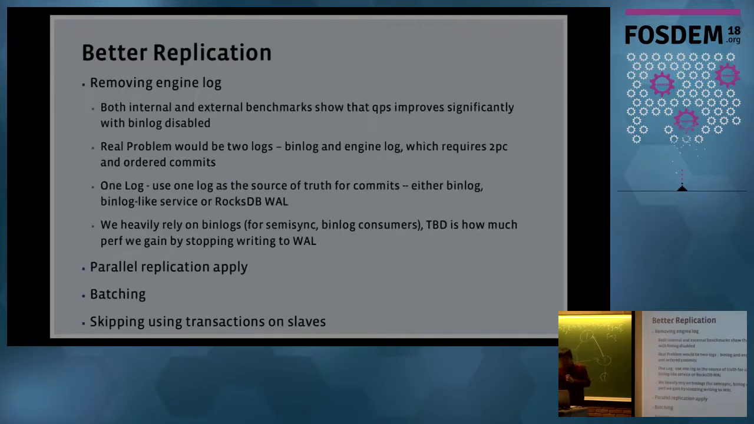Better replication. Most of the benchmarks, like Percona or Amazon are doing, show that the write QPS improves significantly when the binlog is disabled. When enabling binlog, which is almost all production environments, suddenly write QPS drops. It's because of the 2PC between the binlog and the engines. So we think this was mainly caused by 2PC.